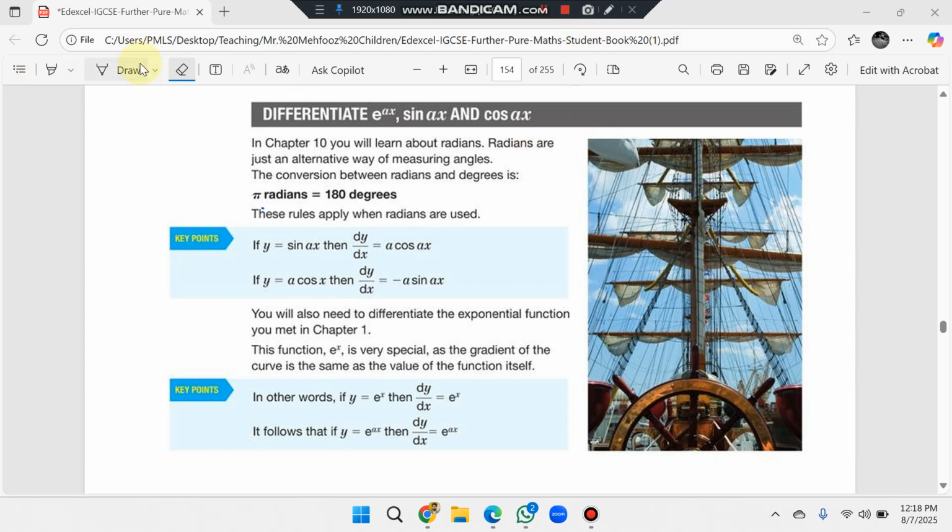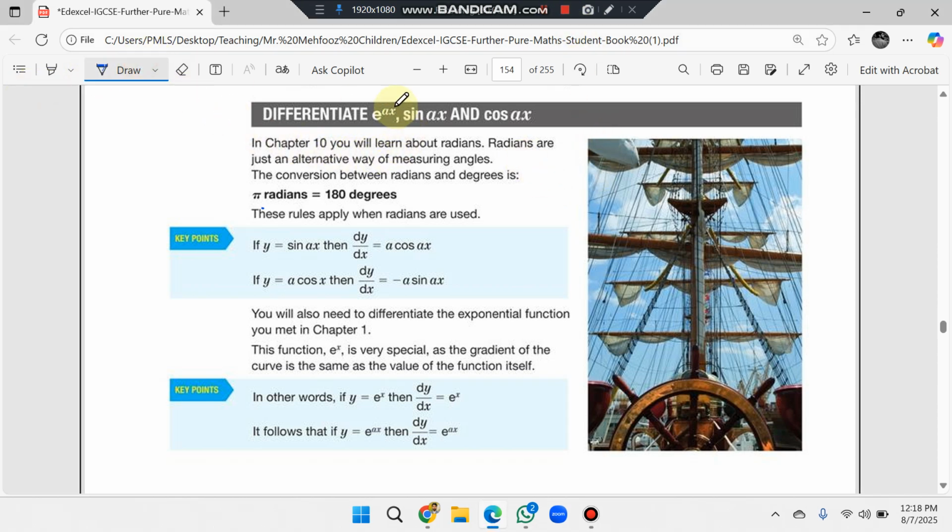Okay, our next topic is differentiate e raised to the power ax, sin ax and cos ax. In chapter 10, you will learn about the radians. Radians are just an alternative way of measuring angles. The conversion between radians and degrees is basically pi radians is equal to 180 degrees.